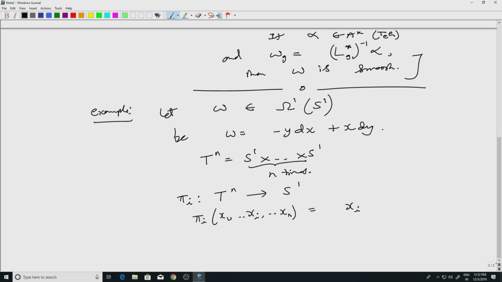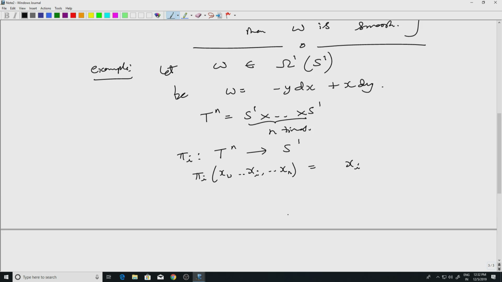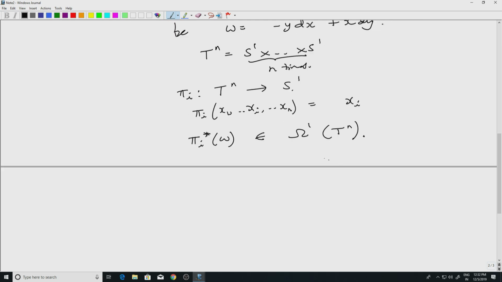So here each xi is an element of S1. This xi does not denote Euclidean coordinates, but this Cartesian product. These xi's come from the Cartesian product. Now the point is that I have this fixed one form on S1. I can pull it back to the n-dimensional torus and get a form here. Depending on which projection I take, I get different forms.